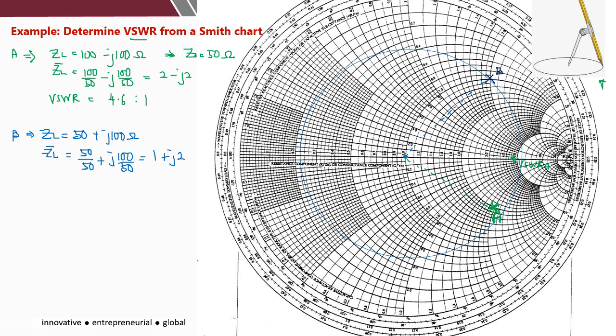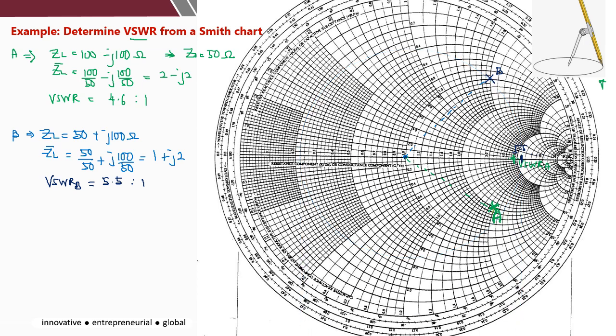Okay, so the cross section represents the VSWR somewhere here. So here is 5, here is 10, so 6, 7, 8, 9. So here is around 5.5. Okay, so the VSWR for point B equals 5.5 to 1. The reference point is here, the center of the Smith chart.